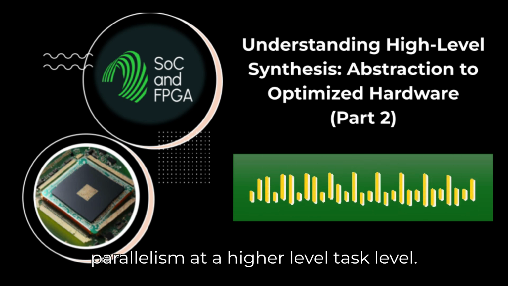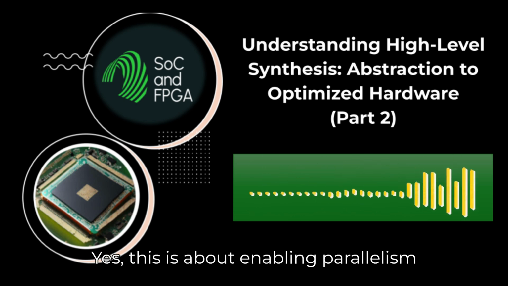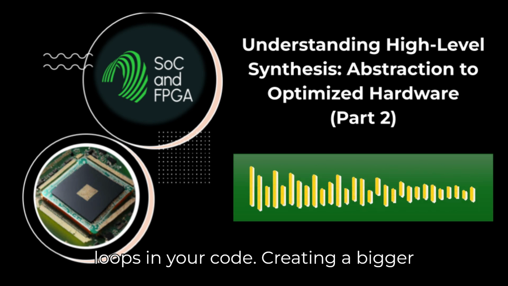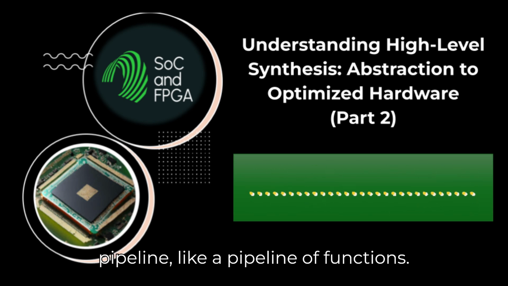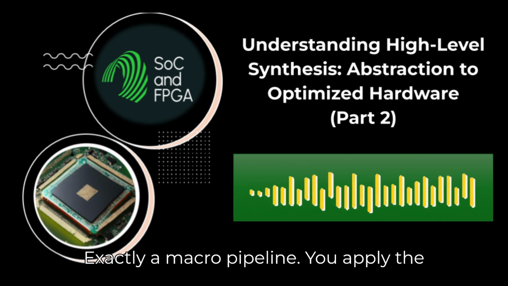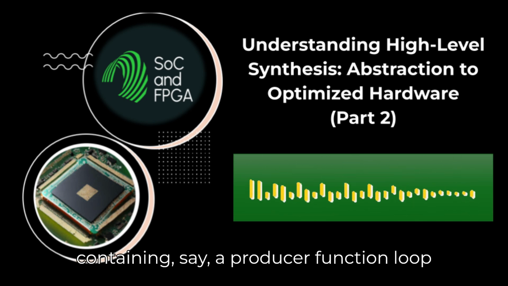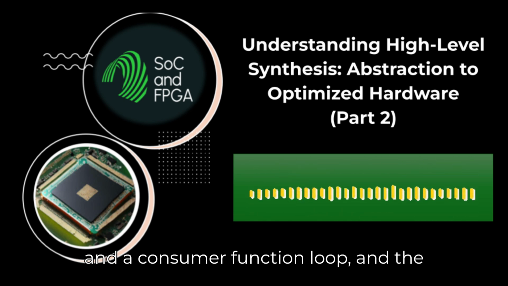This sounds like parallelism at a higher level, task level. Yes, this is about enabling parallelism between coarser-grained tasks, typically between different functions or different loops in your code. So creating a bigger pipeline, like a pipeline of functions. Exactly, a macro pipeline. You apply the data flow directive to a region of code containing, say, a producer function loop and a consumer function loop. And the tool connects them.